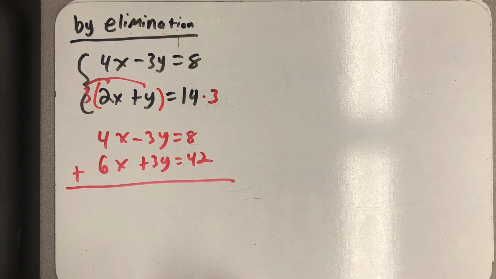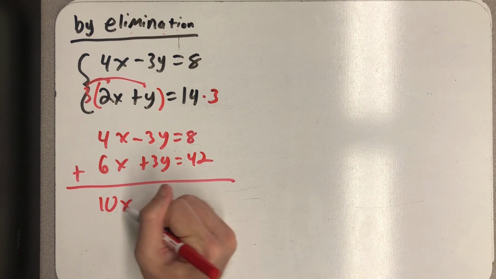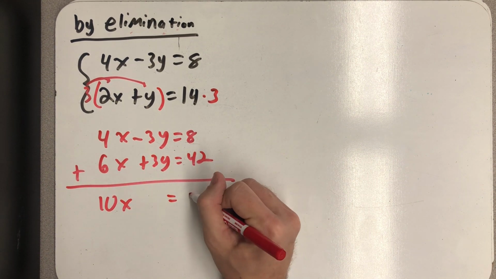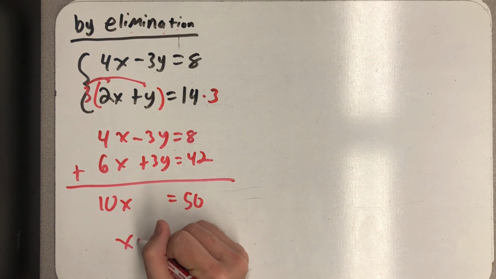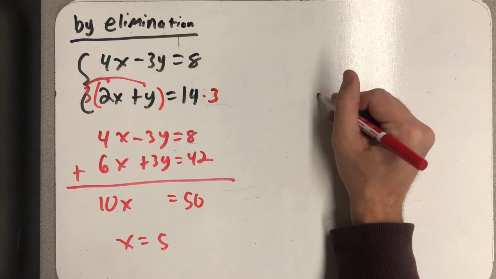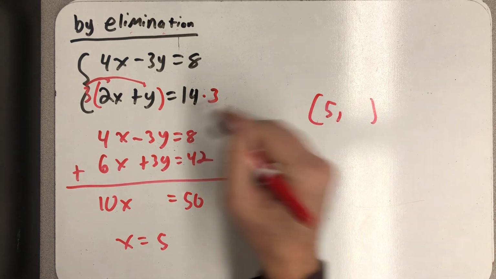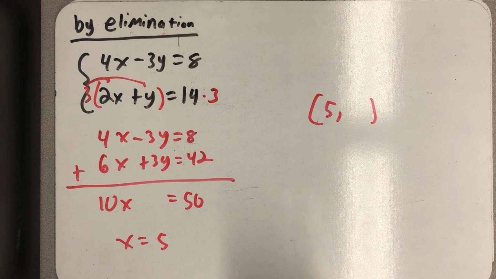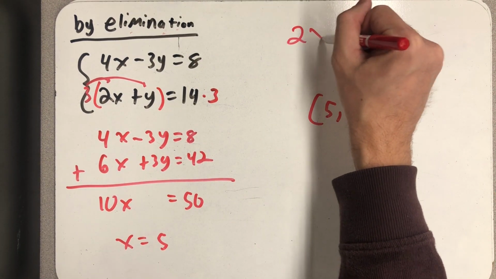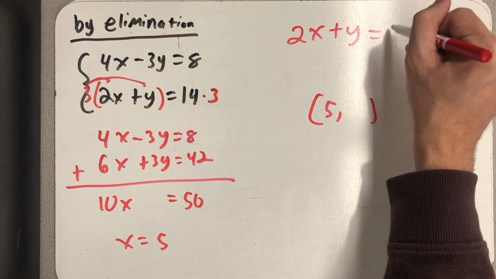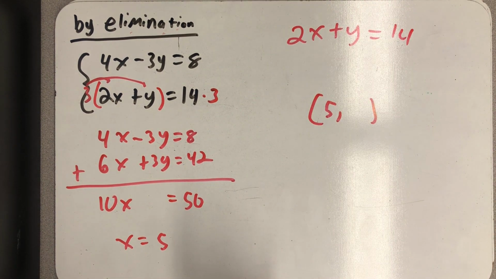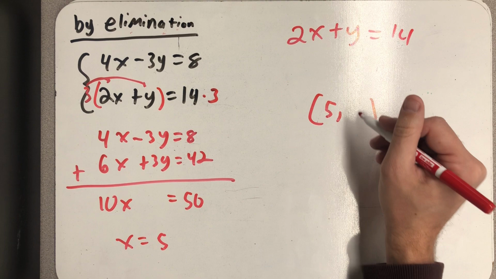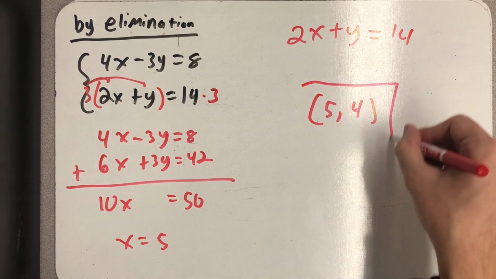Now I add my equations. And I find out that 10x is equal to 50 again. So x is still 5. And I could use either equation to find the value of y, but I like that 2x plus y equals 14. Plug in that 5, I get 10, take 10 away from both sides, and y is still 4.